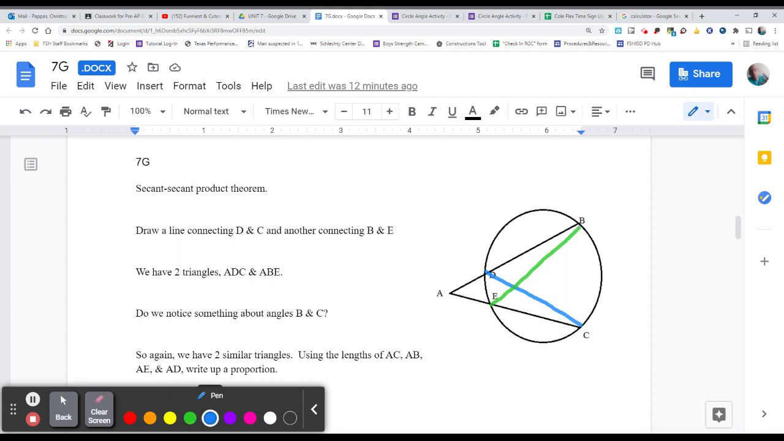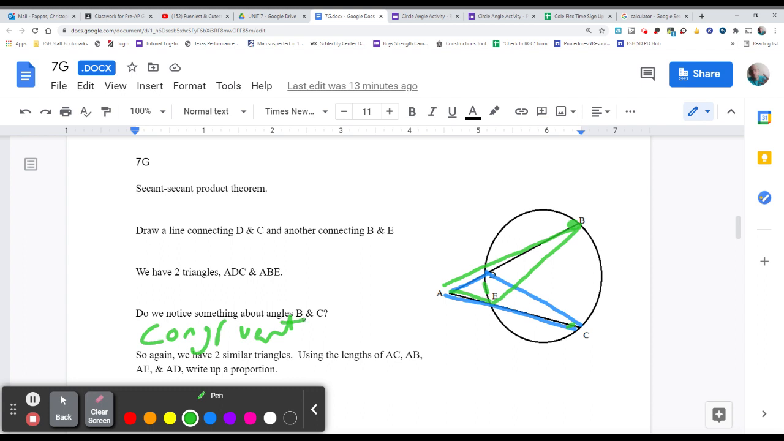All right, so what we have here is two triangles. We have triangles ADC and ABE. Okay, so those are our two triangles right there. Now, it's going to ask us, what do we notice about angles B and C? Well, if I look at angles B and C, angle B is an inscribed angle that creates that little arc DE right here. Angle C is an inscribed angle that creates that little arc. So angles B and C are congruent.